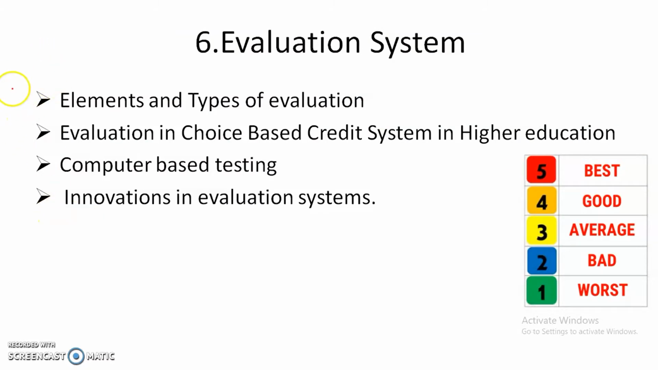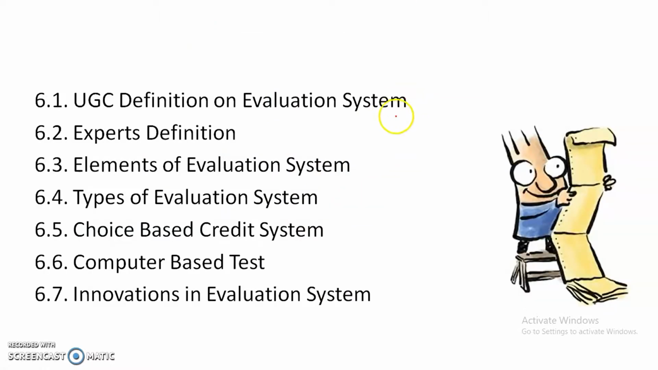Now coming to the evaluation system, as per the UGC syllabus, these are the topics given under the evaluation system: elements and types of evaluation, choice based credit system, evaluation under choice based credit system, computer based testing, and innovations in evaluation systems. So these are the 4 topics given. I divided these 4 topics into 7 subtopics to make you understand.